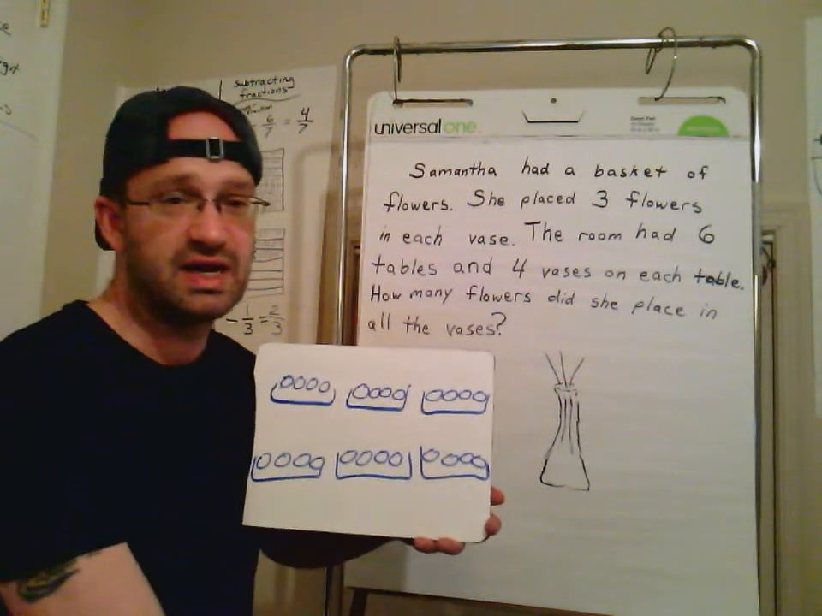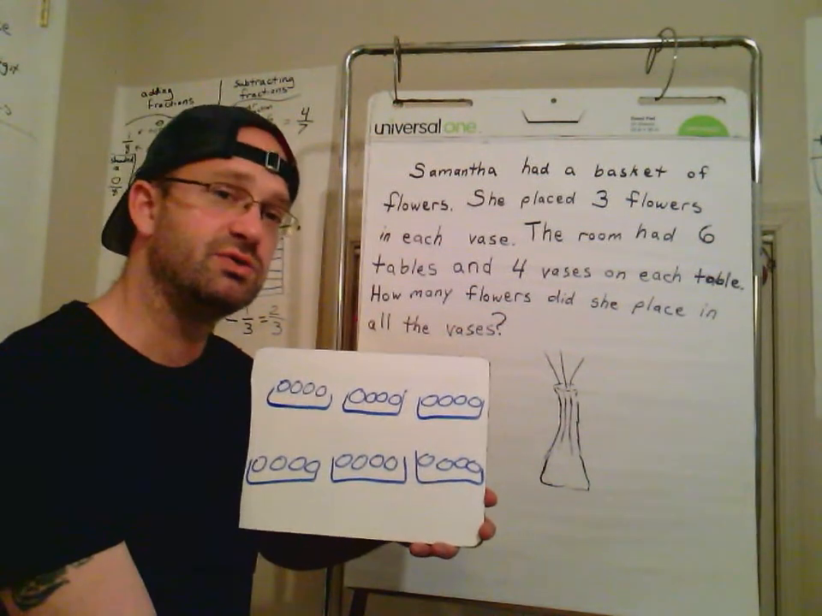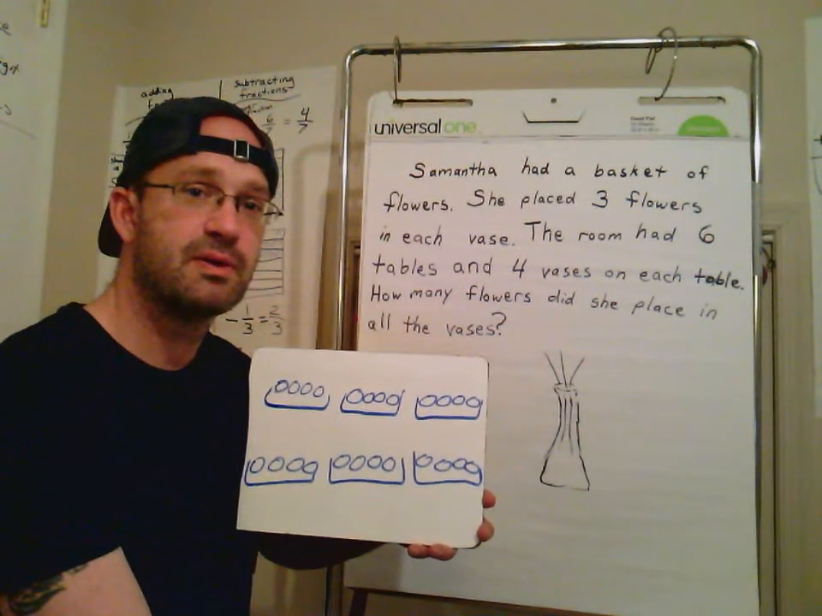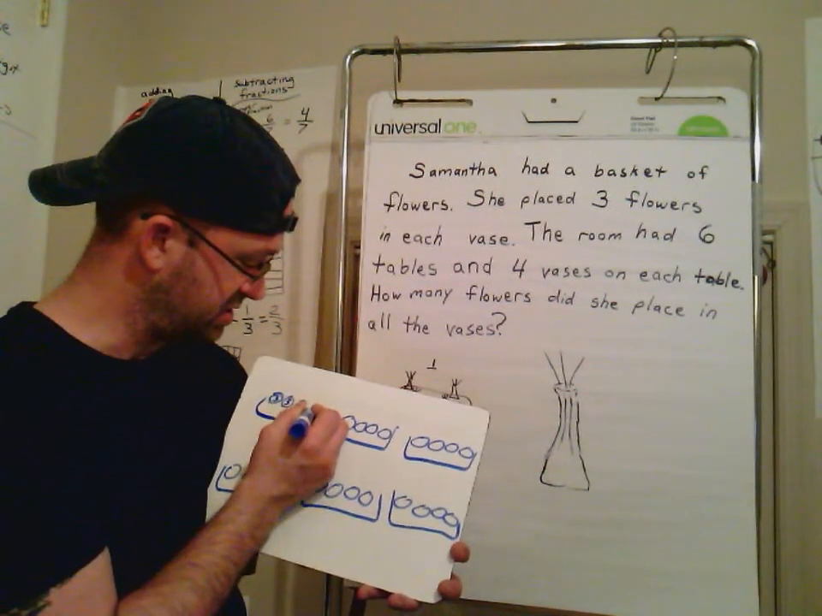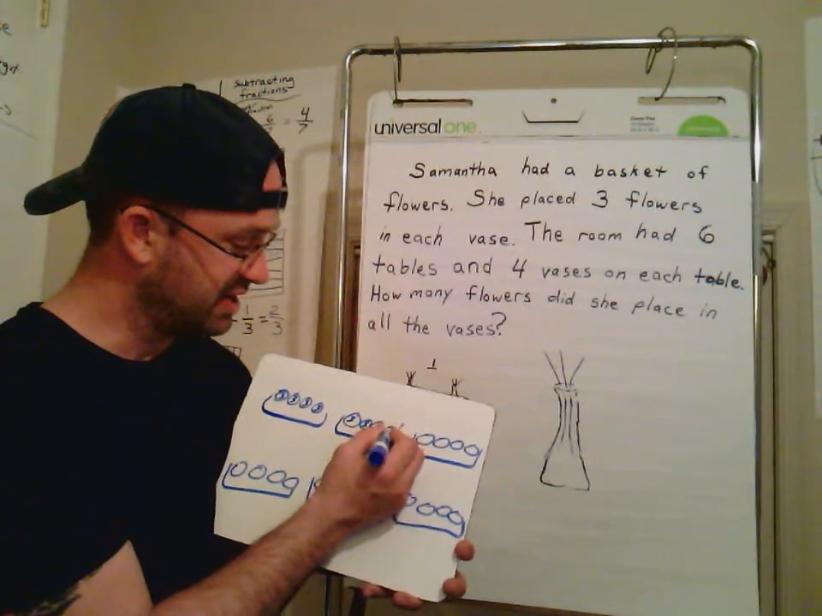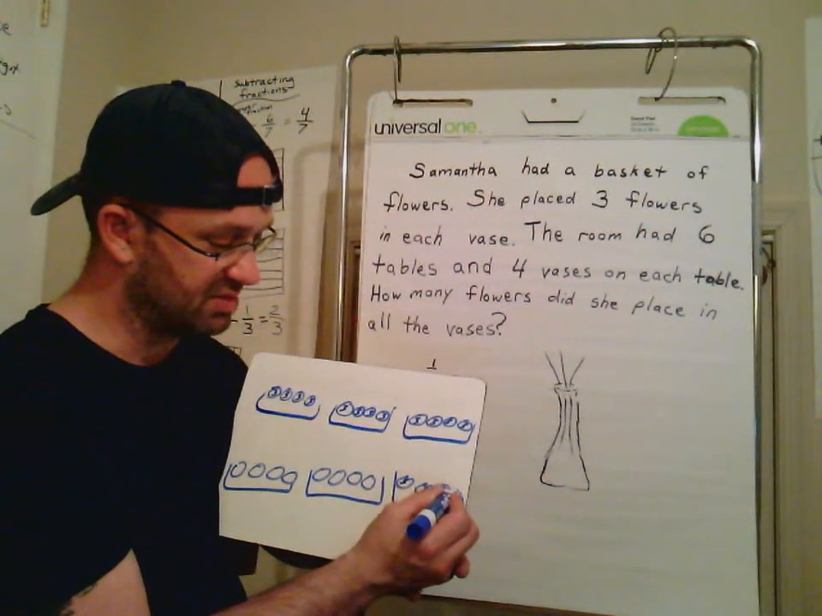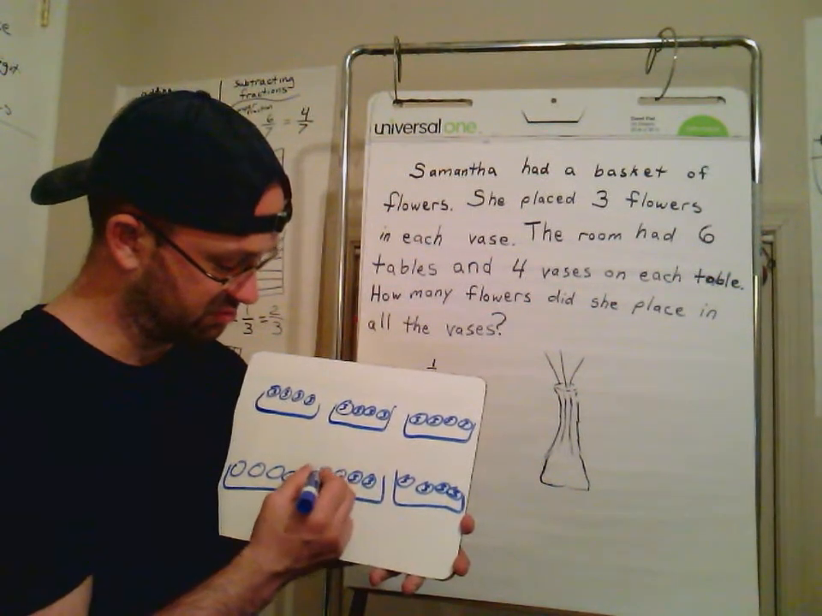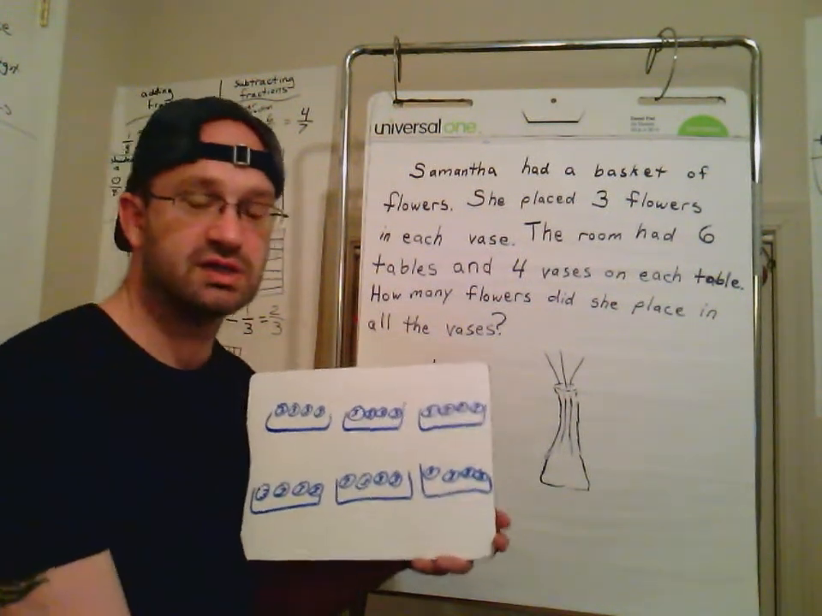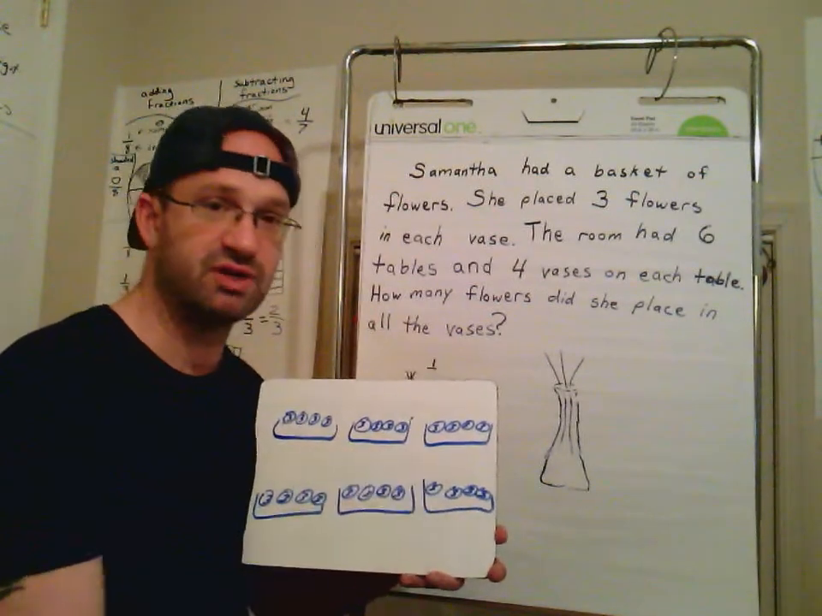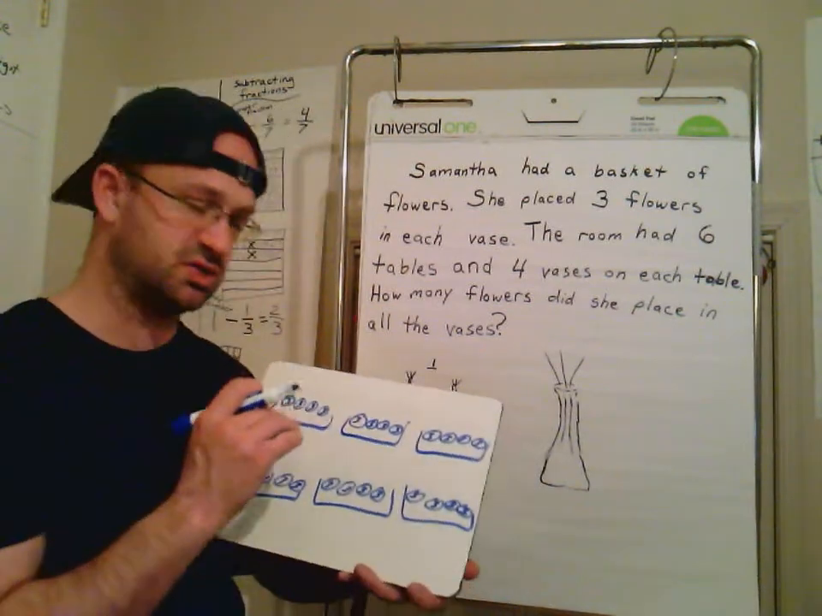Now the question is not asking how many vases I have. It wants to know how many flowers. So what do I do now? Place 3 inside each one. 3, 3, 3, 3. I'm writing the numbers so I don't get confused with all my lines. So I write my number instead. It helps me remember. What did you do next? Some of you counted by 3s. Some of you looked at one. You looked at one table first. That's a strategy. Okay, let's try it.